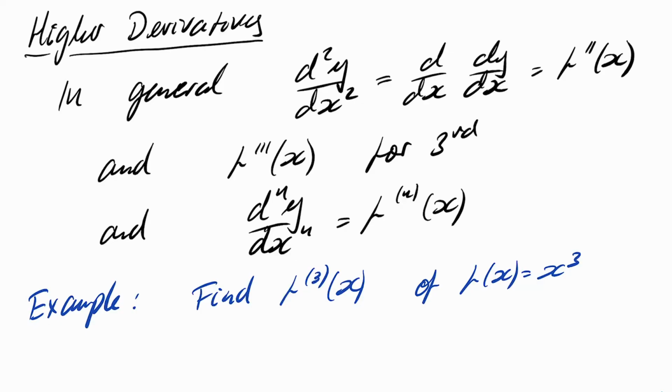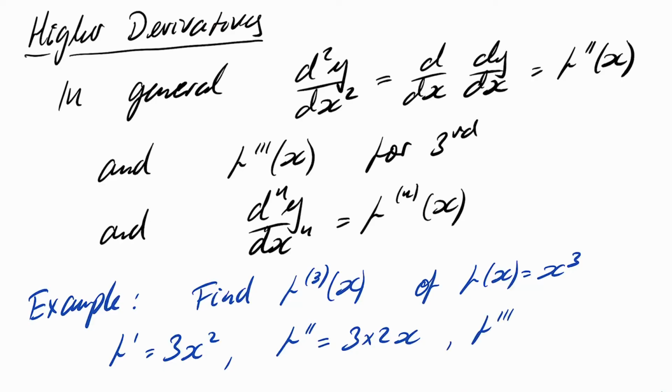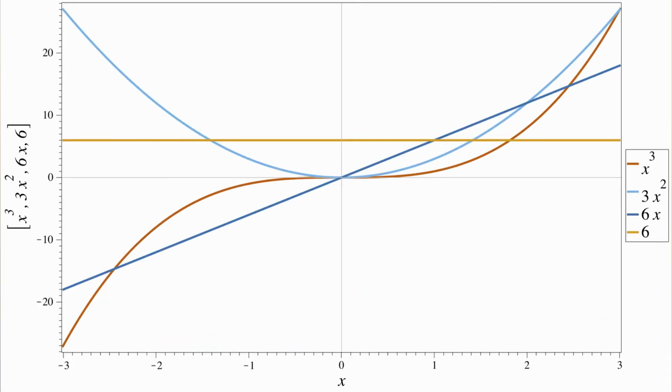Let's have a go with just a few examples. So let's find the third derivative of x cubed. f prime is 3x squared. The second derivative is then the derivative of that, which is equal to 3 times 2 times x. And then the third derivative is just 3 times 2, which is 6. So the third derivative of x cubed is 6, which is just a constant.